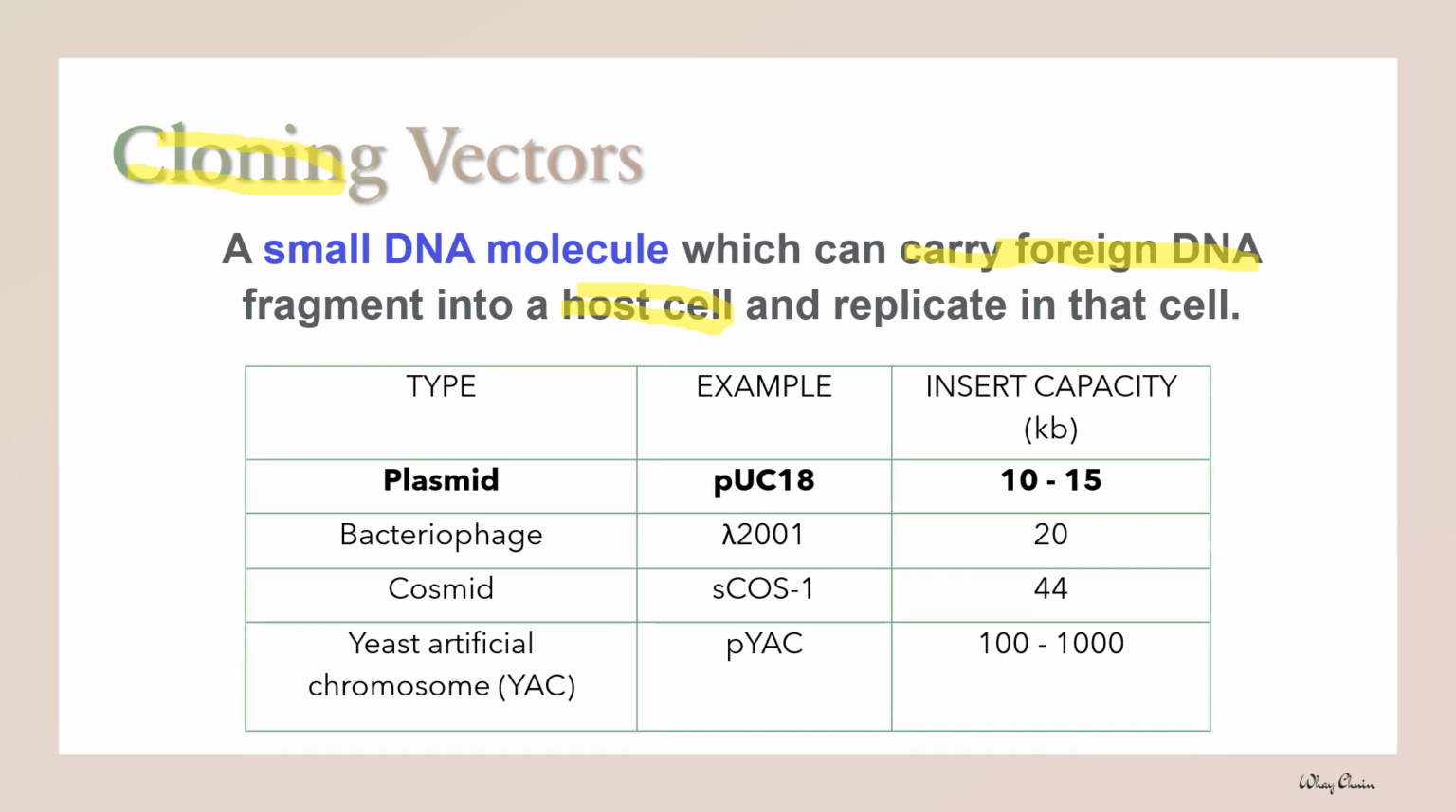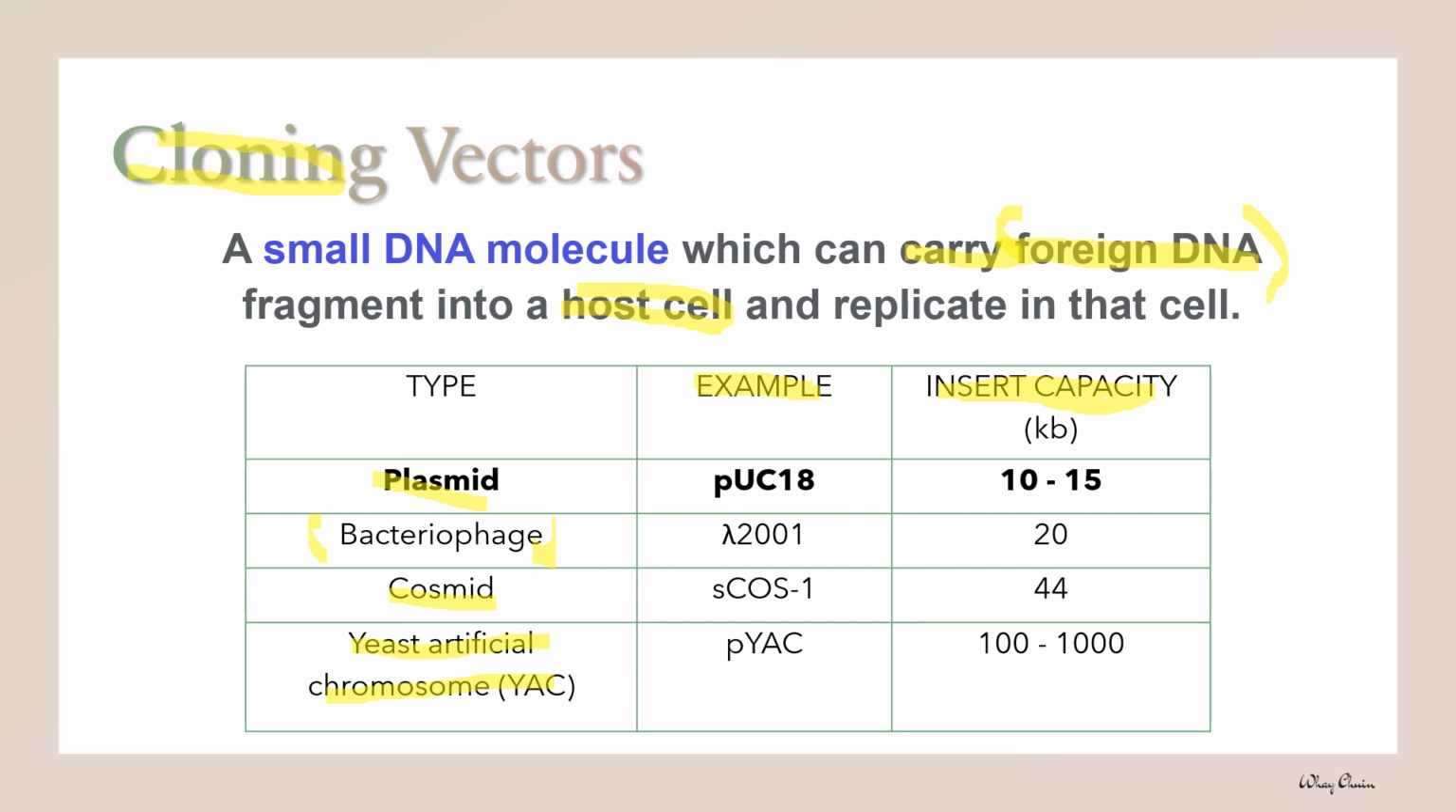There are so many types of cloning vectors, which are plasmid, cosmid, and YAC. These three are actually DNA molecules. But bacteriophage is actually a virus. So each of the cloning vectors here has typical examples, or we say popular examples. What makes them different from each other is actually their insert capacity. Insert capacity means the size of the foreign DNA they can carry.